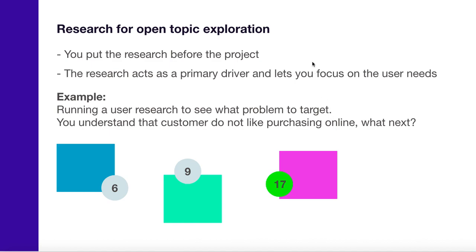Now coming to the definition of this: when you want to apply qualitative research for open topic exploration, you put the research before the project. You put the research before what you want to try to implement ahead. By doing this, the research acts as a primary driver and lets you focus on the user needs. This research is going to help you drive this entire problem and solve it. And by doing this, you're putting the user needs first rather than your assumptions and hypotheses. So this is how you get to be more user focused and customer centric.